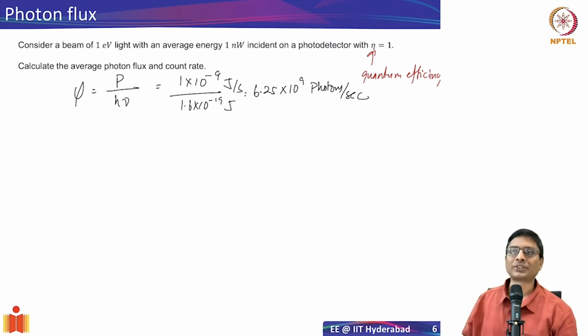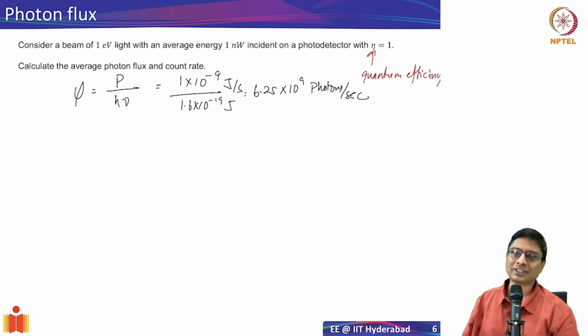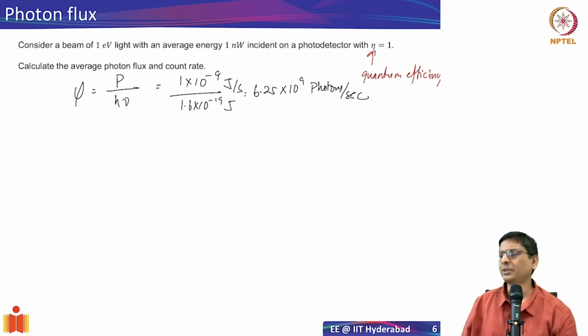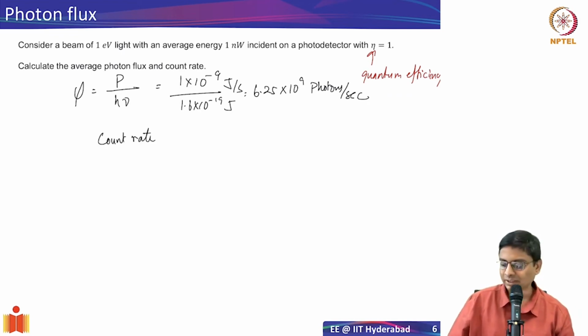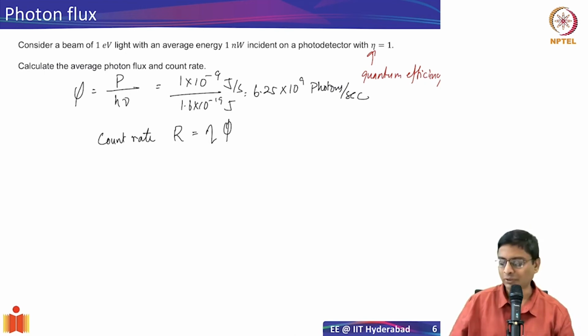Now this is the number of photons. But how many electrons will be produced when this number of photons comes in? A perfect photodetector will give you an equal number of electrons, or equal number of pulses, but that may not be possible. The count rate that you detect after the detector in the counter, I can call it R, and that is some fraction of it: eta times phi.